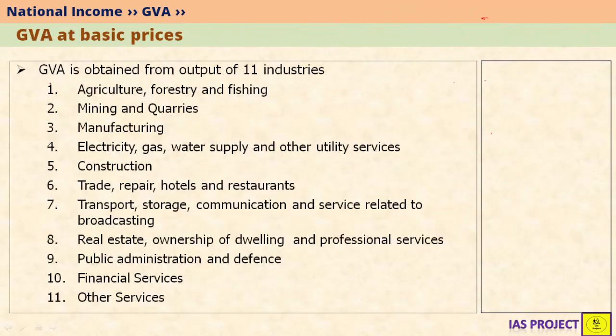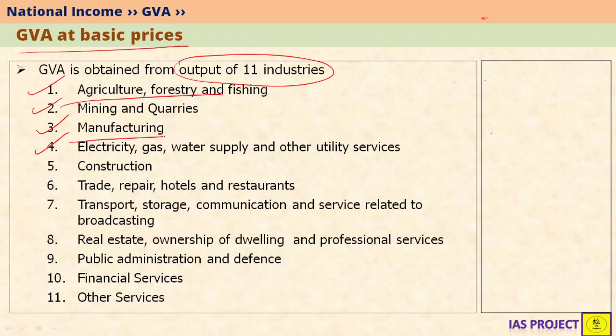In the case of India, GVA at basic prices is obtained by output of 11 industries. The 11 industries are given here: agriculture, manufacturing, electricity, gas, construction, all these are included here. So what it means is that whatever outputs these industries are producing, they are considered towards GVA. For example, if in agriculture, India is producing 100 million tons of wheat, this is being directly accounted in GVA, which is of the agriculture industry. So by adding all the outputs of these 11 industries, we can get GVA at basic prices of the entire economy.